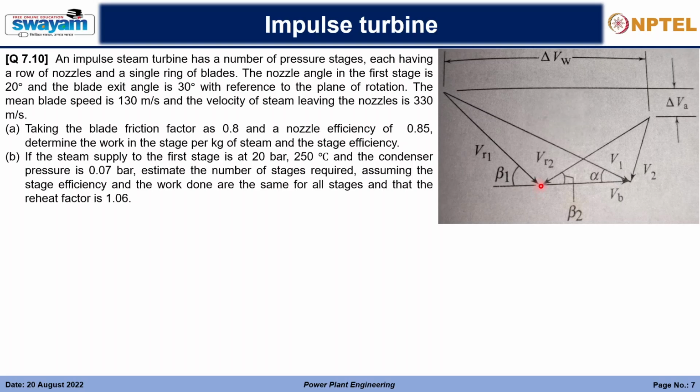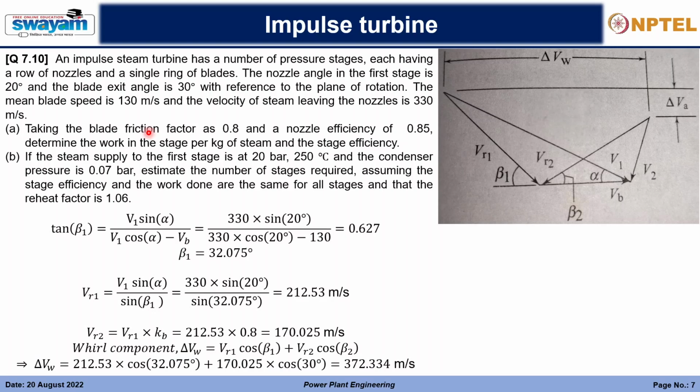Then the mean blade velocity is 130 meter per second, and the velocity of steam leaving the nozzles is 330 meter per second. Taking the blade friction factor as 0.8, here we need to consider friction, so that is why VR1 and VR2 will not be the same, and the nozzle efficiency is 0.85. Determine the work in the stage per kg of steam and the stage efficiency. So let us focus on the first part.